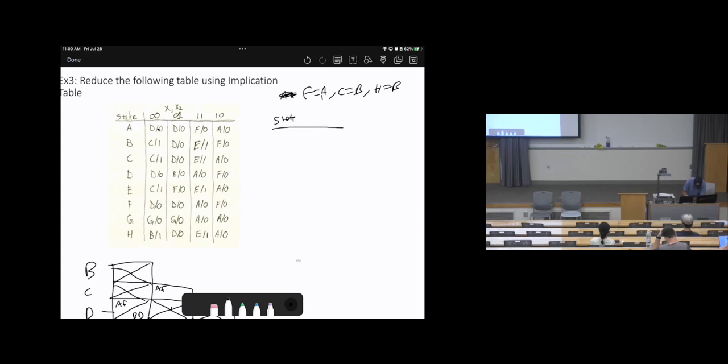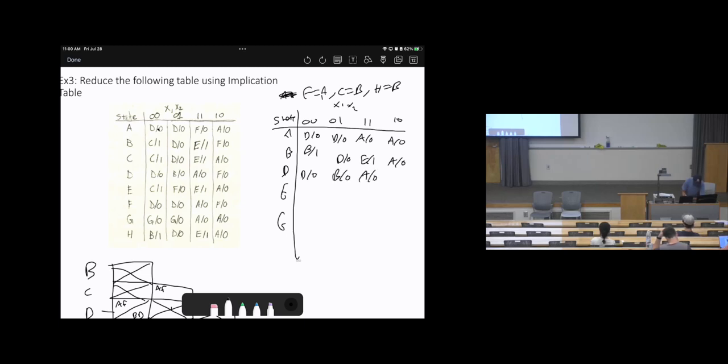So it will be like states. Here is x1, x2, 0, 0, 0, 1, 1, 1, 1, 0, A, B, D, E, G. So it will be here D over 0, D over 0, A over 0, A over 0. This will be B over 1, D over 0, E over 1, A over 0. D will be D over 0, B over 0, A over 0, A over 0. E will be B over 1, A over 0, E over 1, A over 0. Then G will be G over 0, G over 0, A over 0, A over 0. And that's it. Any question? Okay, let's end up the recording.